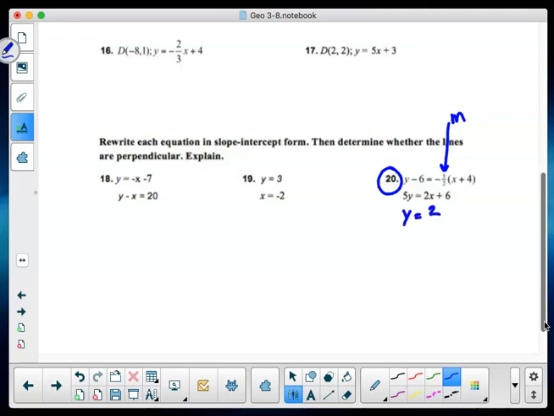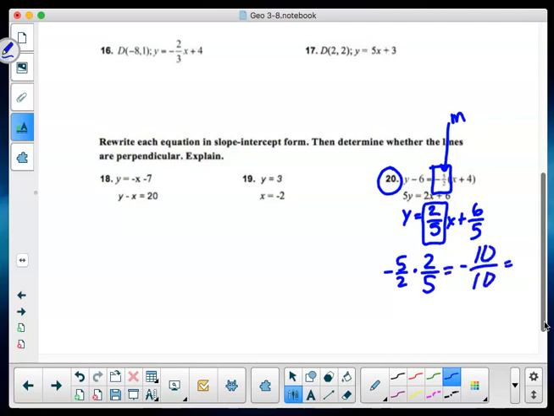y is equal to 2/5 if I divide by 5, x plus 6/5. So this is slope, and this is slope. Now you have to determine if those slopes have a product of -1 if it's going to be perpendicular. So -5/2 times 2/5, and that looks like -10/10, which is -1, so lines are perpendicular. So that's how we do 20. You come up with what the answers would be for 18 and 19.